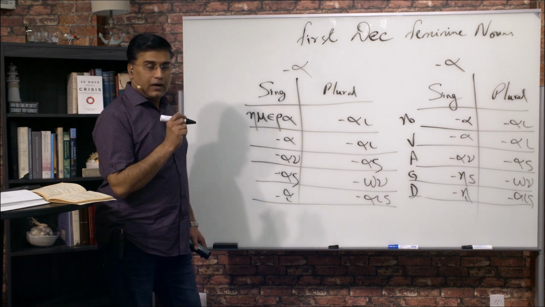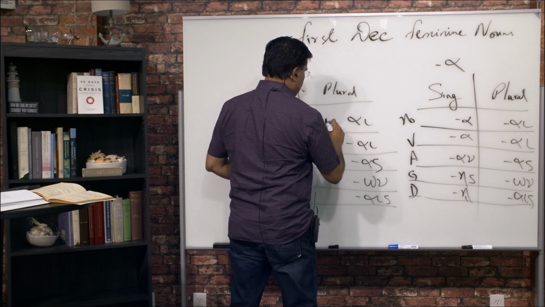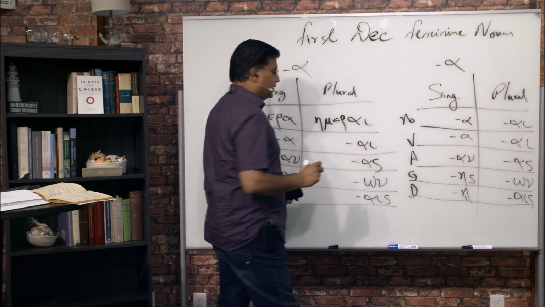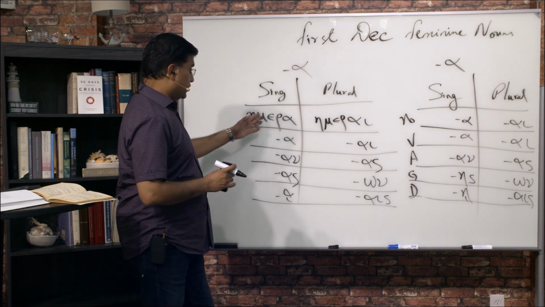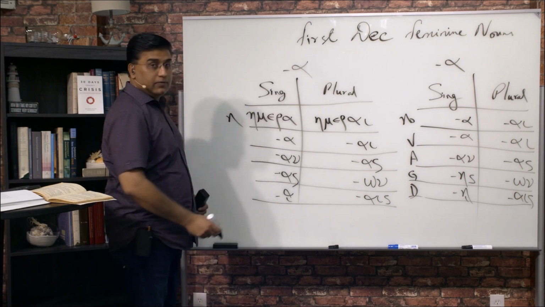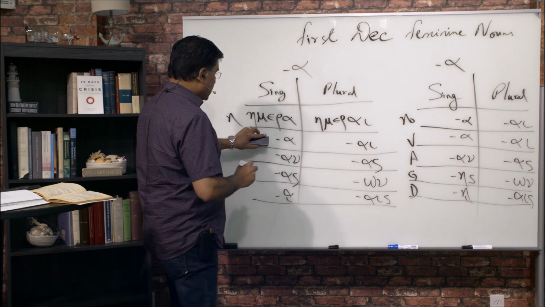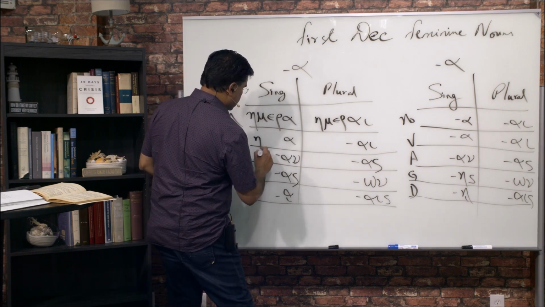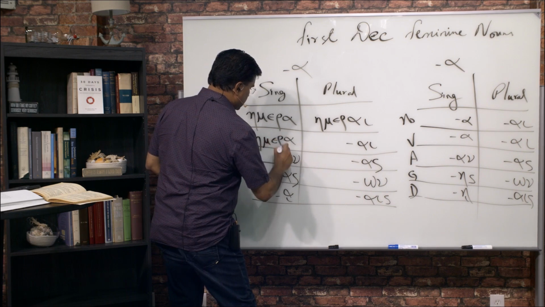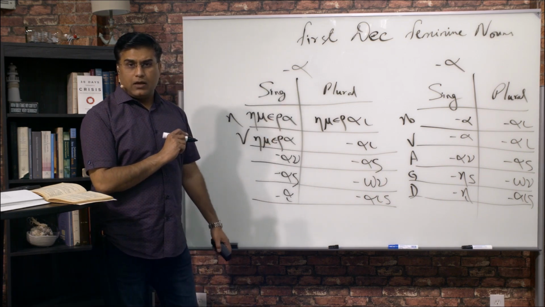Day. And then hemerai is days. We're talking about nominative plural, days, as a subject of the sentence. Hemera. This is vocative. Again, exactly the same.